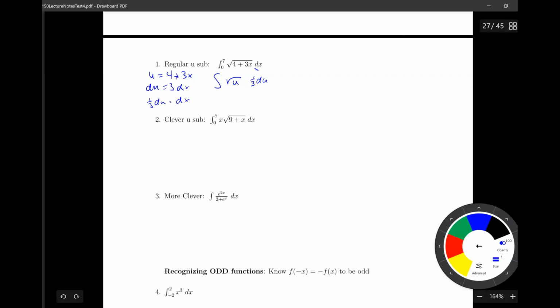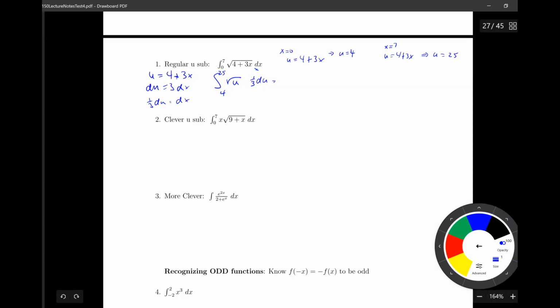Remember, what we do is we put x equals 0 into u equals 4 plus 3x. That gives us u equals 4. And then I put x equals 7 into u equals 4 plus 3x, which gives us u equals 25. So my new limits of integration are 4 to 25.